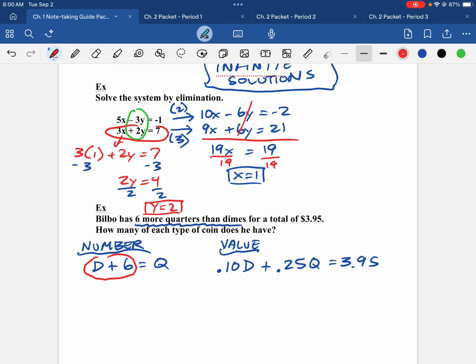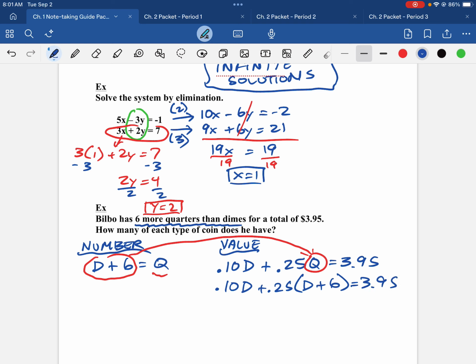So the q is already isolated in the first equation. Q is equivalent to d plus 6. In the other equation, where the q is, I'm going to replace that with the quantity d plus 6. Now I've got an equation that has just one variable, and I should be able to solve this. Make sure you use parentheses when you substitute, because that will remind you that the next thing to do is distribute. So I'm distributing the 0.25.